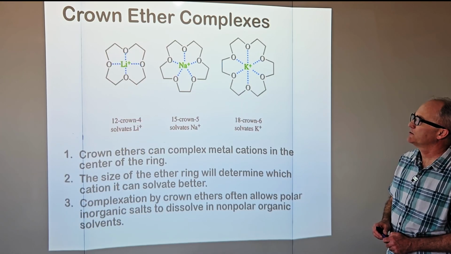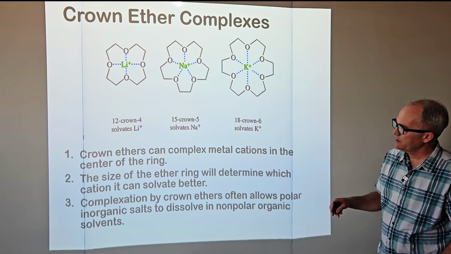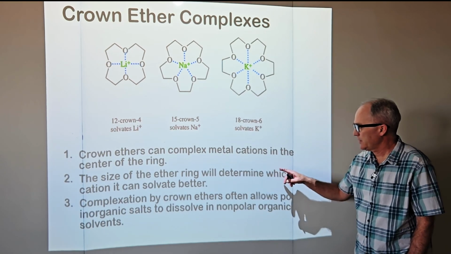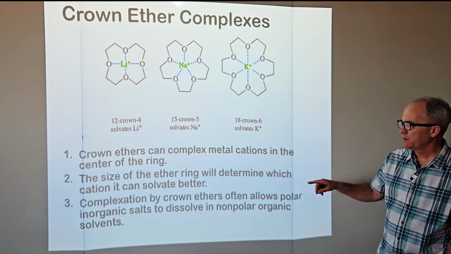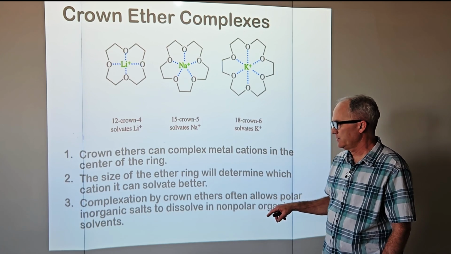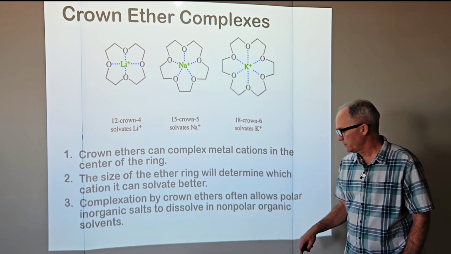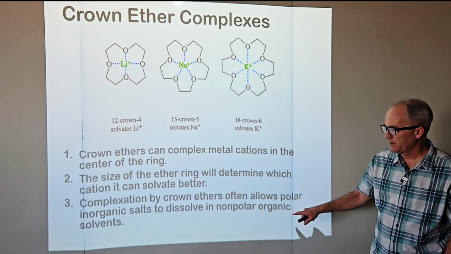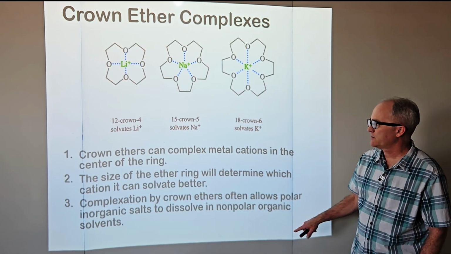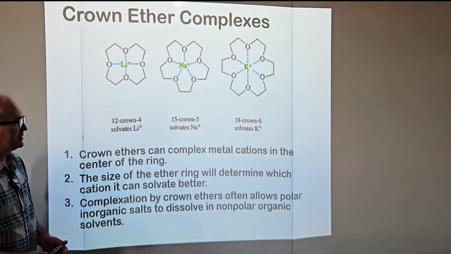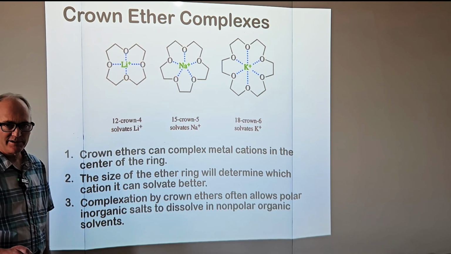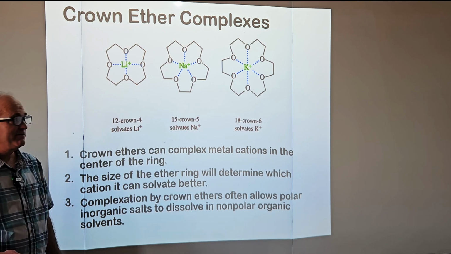Crown ethers, they're kind of a special thing. They work as catalysts a lot. Crown ethers can complex metal cations in the center of the ring. The size of the ether ring will determine which cation it can solvate better. Complexation by the crown ethers often allows polar inorganic salts to dissolve in non-polar organic solvents. So there's interesting chemistry done with these where the metal catalyzes various reactions. We don't have to learn any of them.